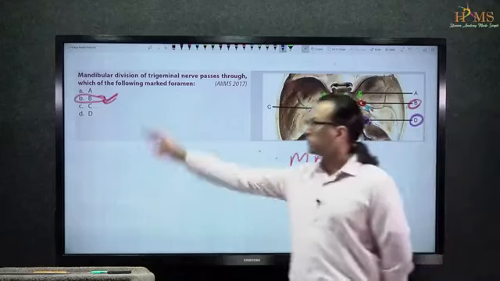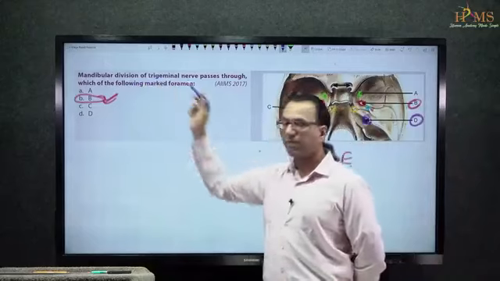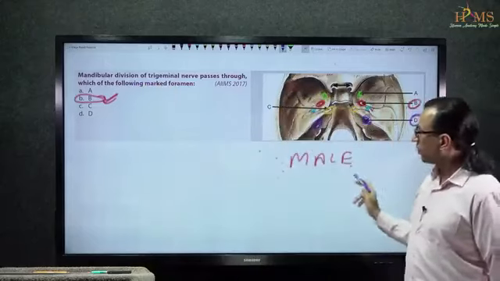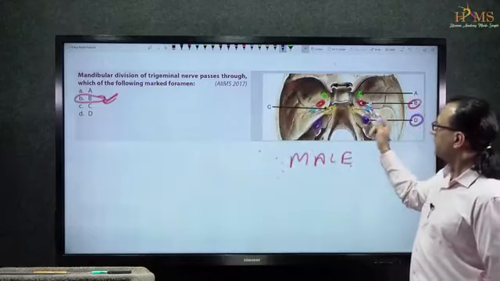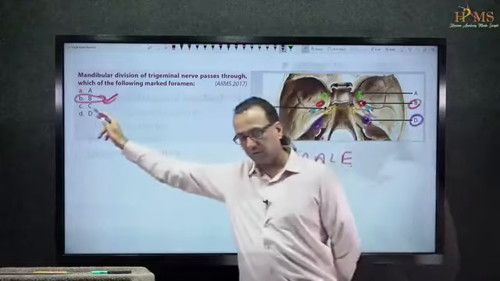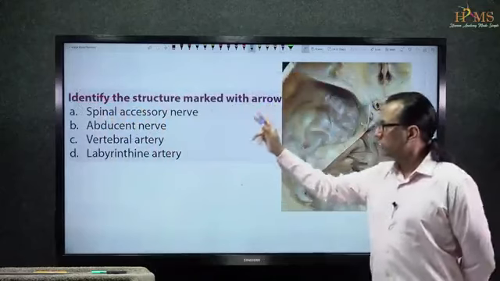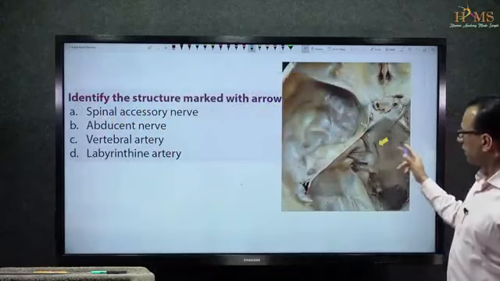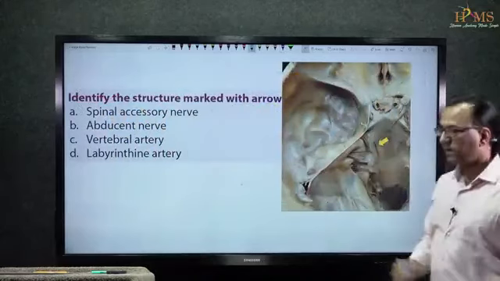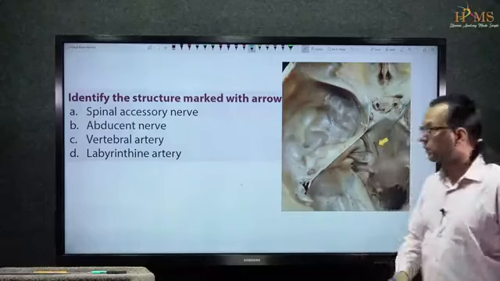So as such, the question was asking about the mandibular trigeminal. It is the MALE structures passing through the foramen ovale. That is, marker B should remain our answer. To discuss this, identifying the structure passing through this area which is marked with the arrow, we will just start with cranial nerve number 1.